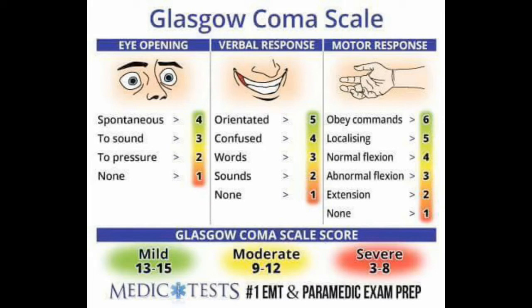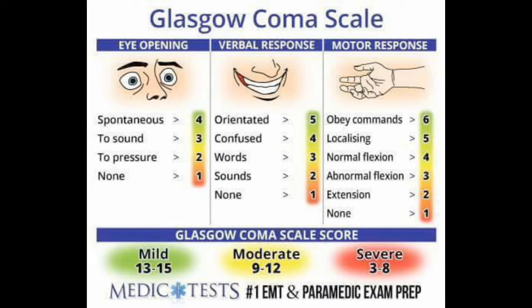The last component is motor response. If the patient obeys commands, when you ask the patient to lift the arm or lift the leg, the patient gets 6. When the patient localizes the pain, when you stimulate with an external pinch on the forehead, if the patient moves his hand and tries to take your hand away from his forehead, that means the patient is localizing the pain, and the patient gets 5.